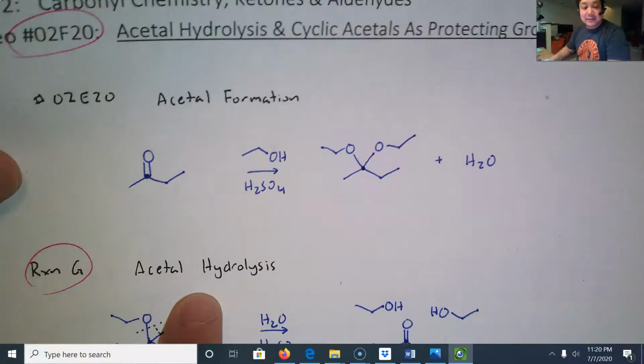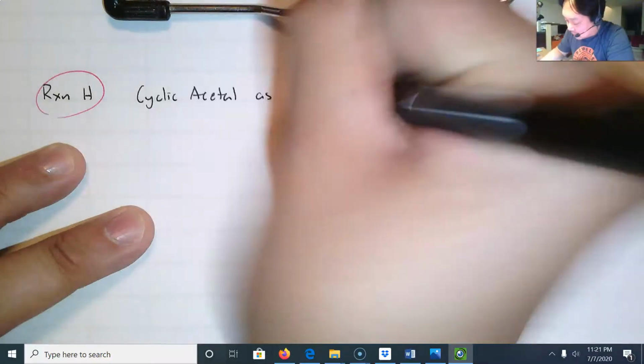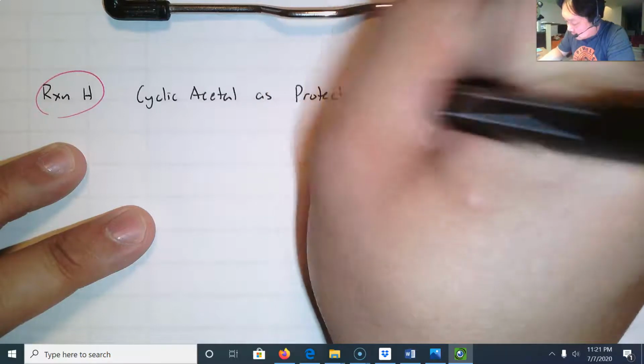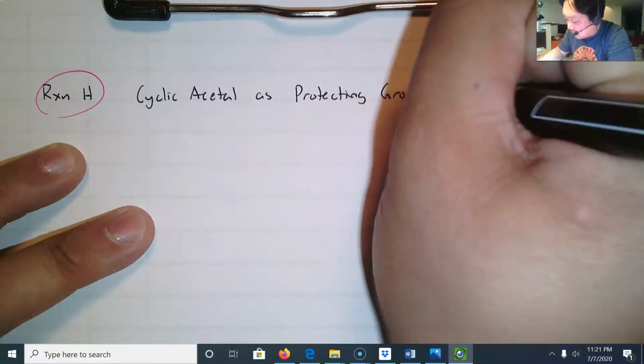Okay. I'm going to give this a new letter. Let's call this H. All right, so reaction G was acetal hydrolysis. H would be, let's say, well, just call it cyclic acetal as a protecting group. Let me show you, oh man.